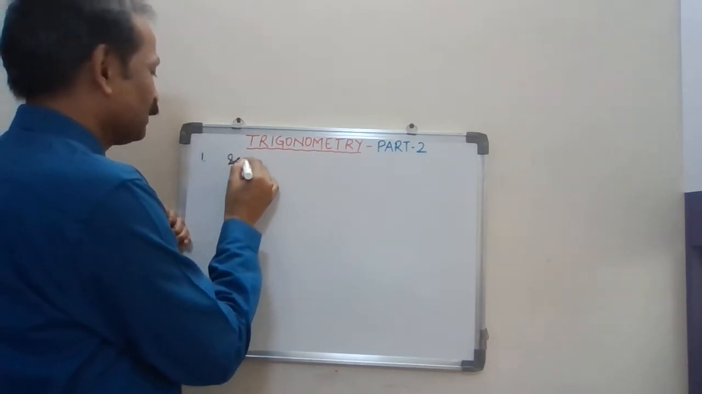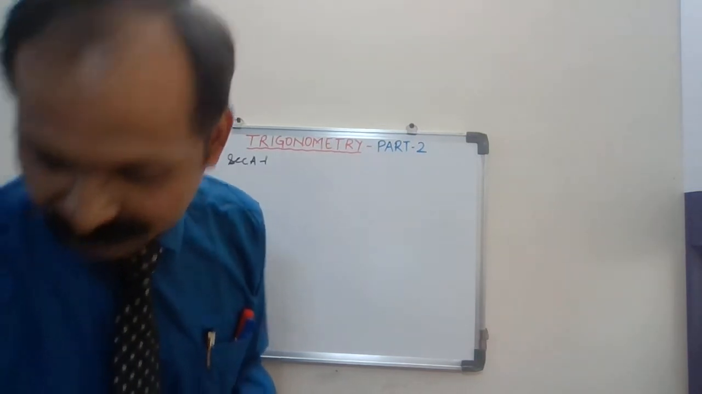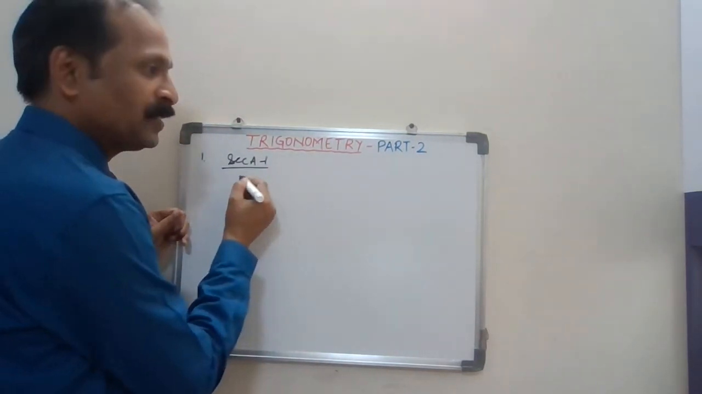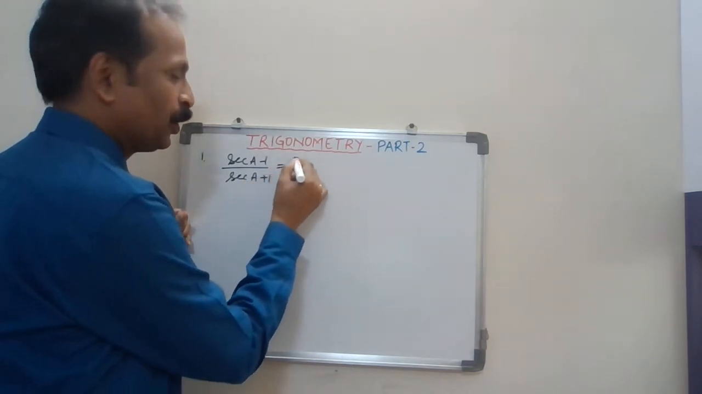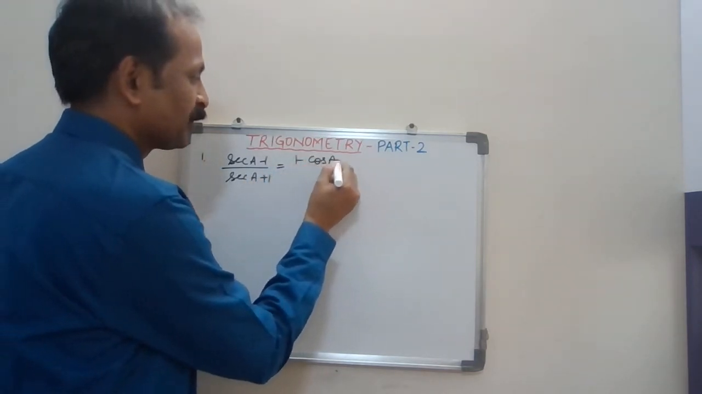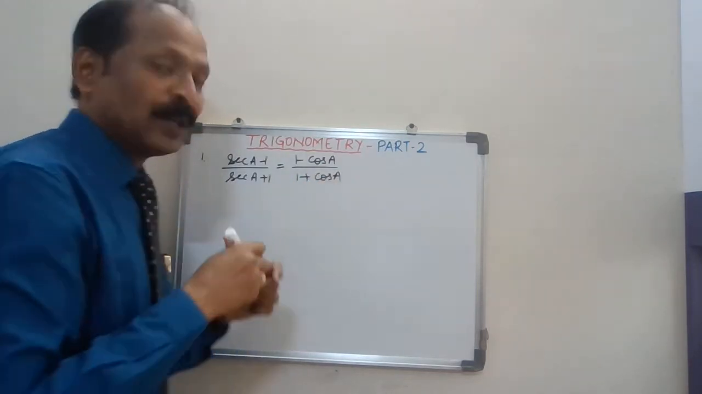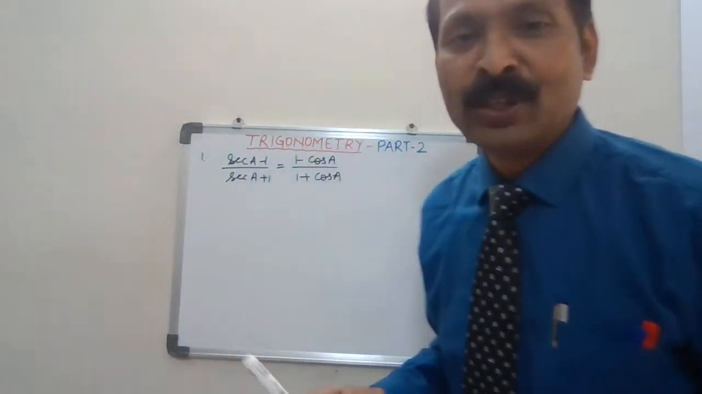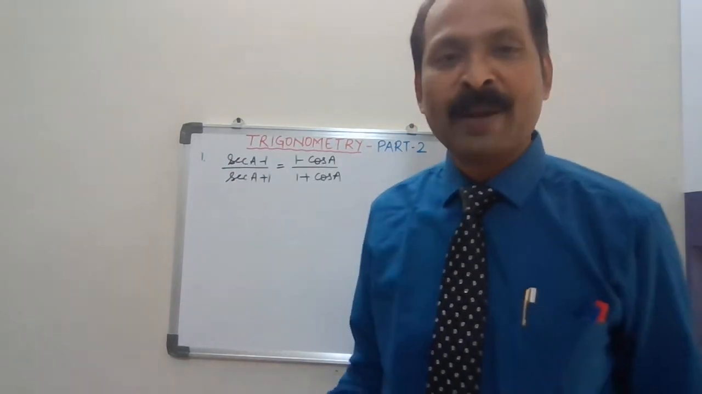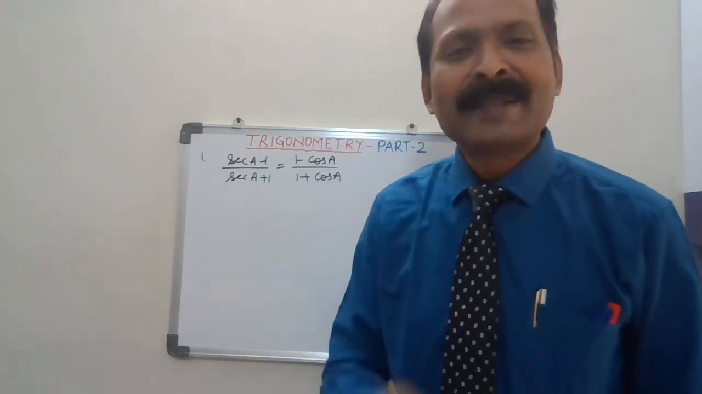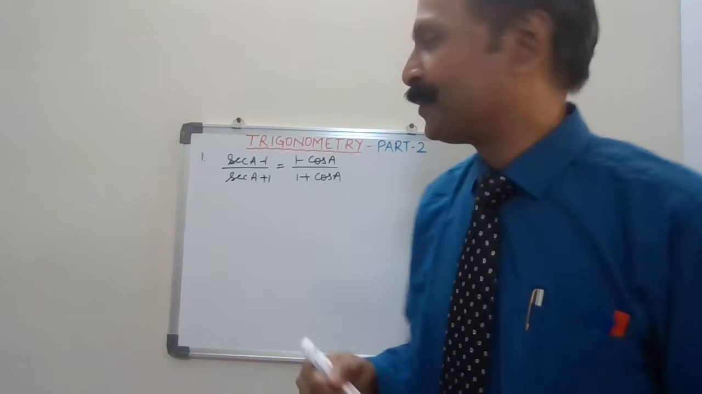It is sec A minus 1 upon sec A. It may be theta also, and you have to prove it equals 1 minus cos A upon 1 plus cos A. So without thinking much, you know that sec is related to cos because sec is 1 upon cos. So easy it is. Simply change it, take LCM and do it. See, we'll finish in a minute.